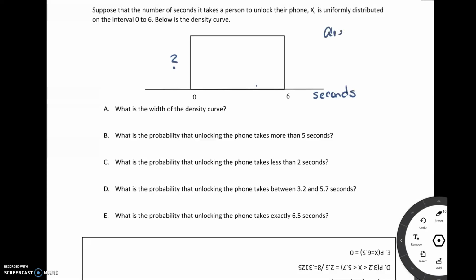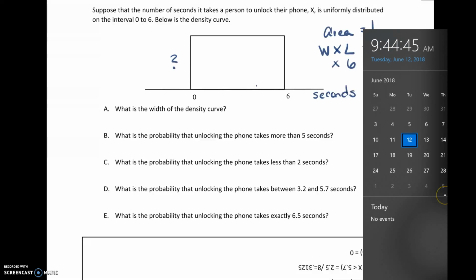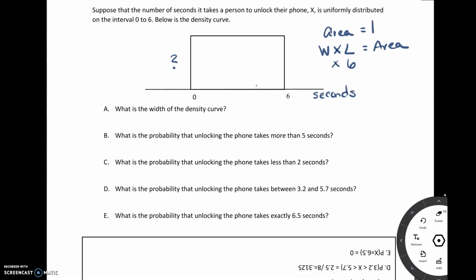The first one is that the area of any density curve is equal to 1. And then also we know that the width times the length of a rectangle is equal to the area. Well, we know the length of this density curve because it runs from 0 to 6, so the length is 6. And then we know that the area is equal to 1. So solving here, we have that the width is equal to 1/6.